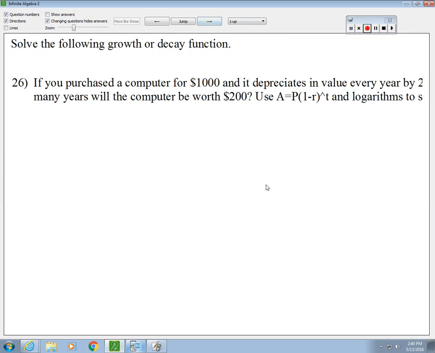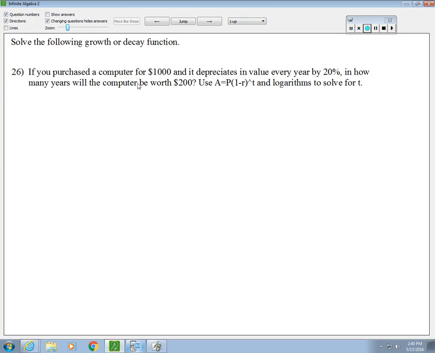Okay, 26. If you purchase a computer for $1,000 and it depreciates in value every year by 20%, in how many years will the computer be worth $200? Okay, use A equals P times 1 minus R to the T power and logarithms to solve for T. Okay, so we're going to be using this equation. So what goes where? 200 goes where? Correct. To the T, because that's what we're trying to solve for.